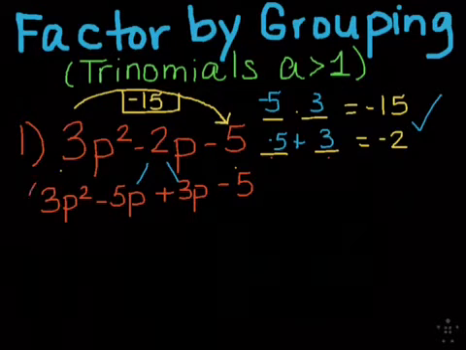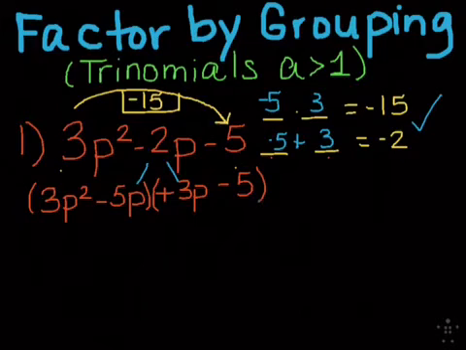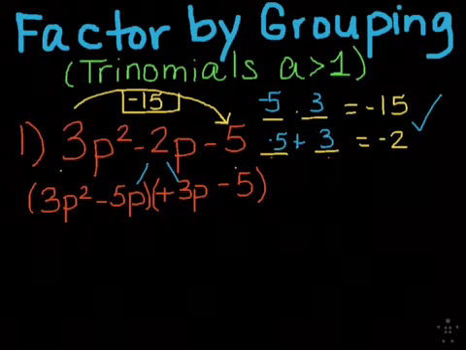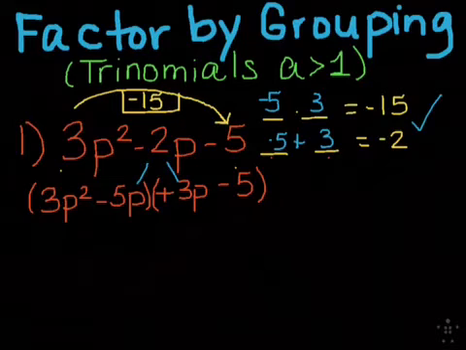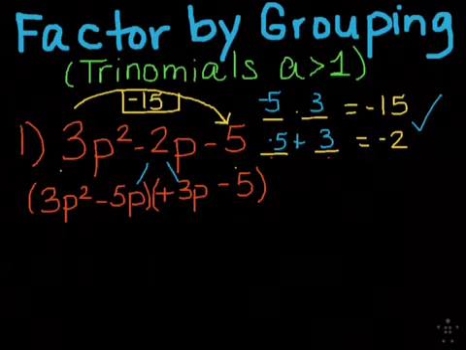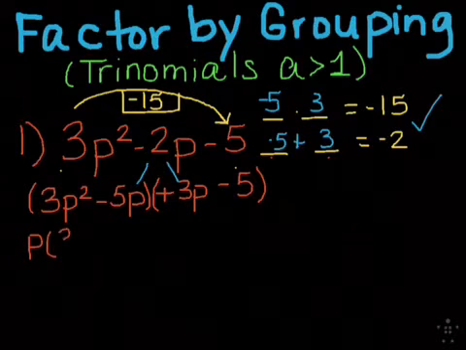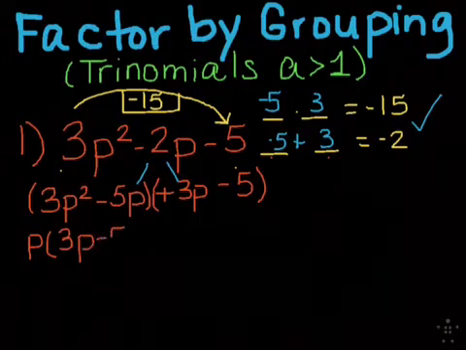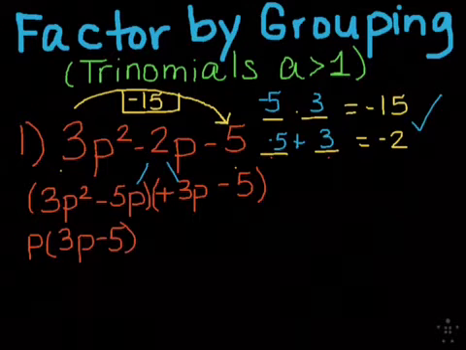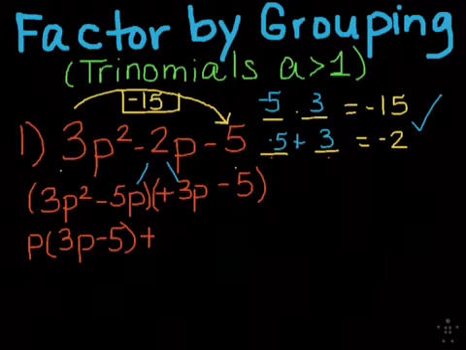So now all you do, you're going to group them. When you group them, you're looking to factor out a GCF. So what do they have in common? This first set, you have 3p squared minus 5p. Well, they have a p in common, so I can factor out a p. Then the last set, you have 3p and a minus 5. Well, the only thing they have in common is a 1, so I'm going to factor out a positive 1.